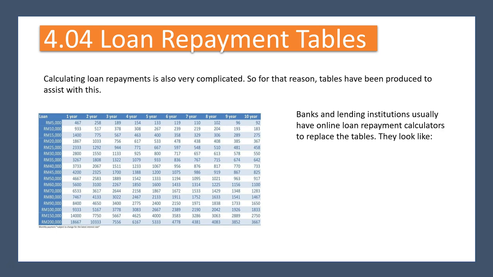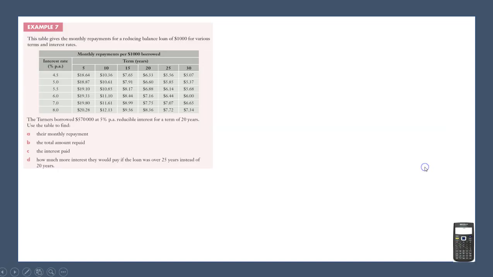Banks and lending institutions usually have an online calculator. And you can have a look and play with one of these if you like, and all you would need to do is Google home loans and or home loan online repayment tables, and I'm sure you'll find a link there.